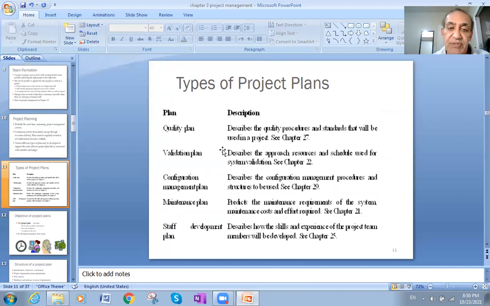Okay, types of project plan. We have a quality plan that will stress on the quality. And the quality is a continuous process from the start of the project till the end. So quality plan describes the quality procedures and the standards that will be used in the project. Okay, so this is the quality plan.